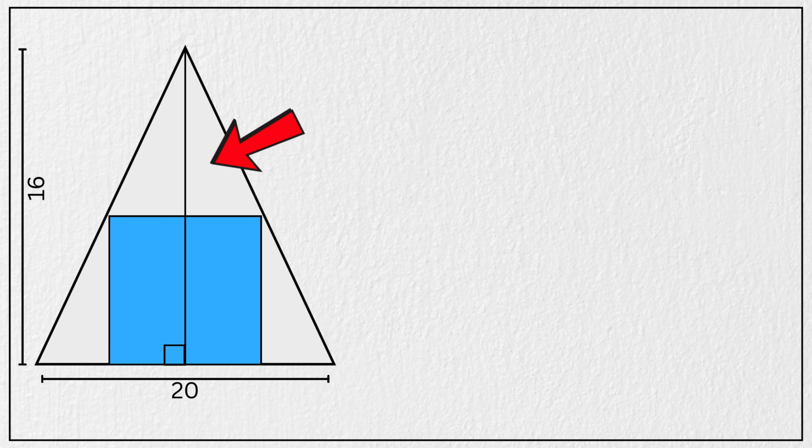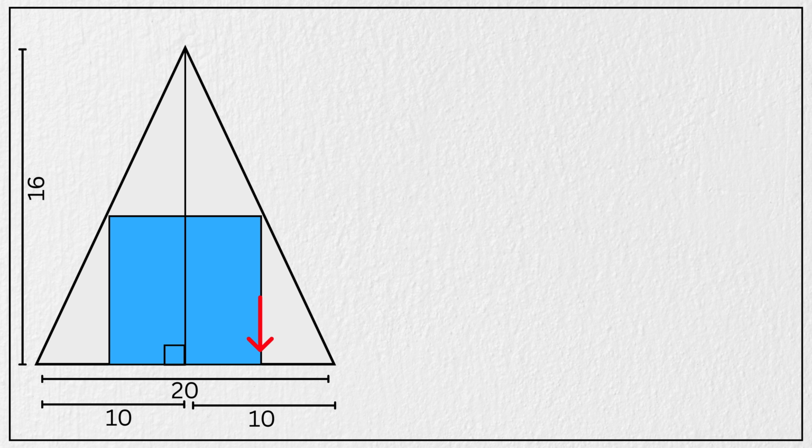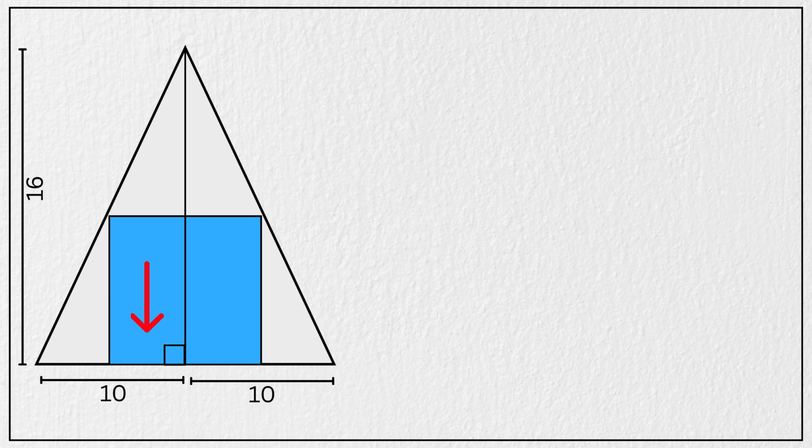Since this is an isosceles triangle, that means this perpendicular line also divides the base of the triangle into 2 equal halves. So this is 10 units, and this is also 10 units, correct? Now let's define this half side of the square as x units. That means this is also x units, and this height of the square will be 2x units, and this is also 2x units. Now look carefully.